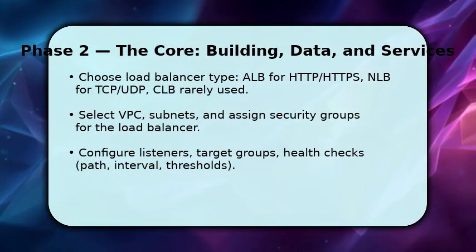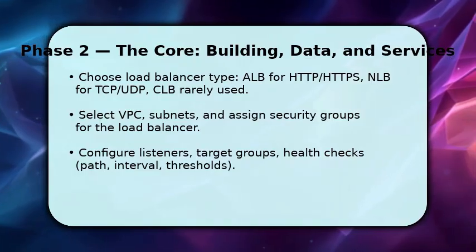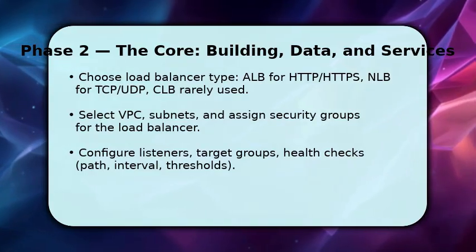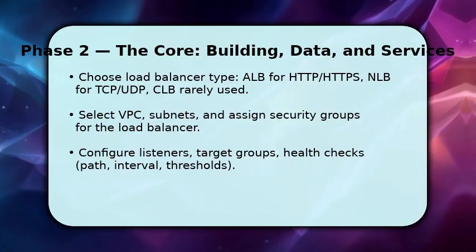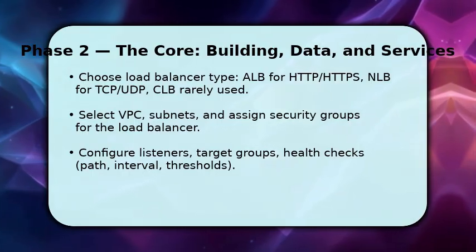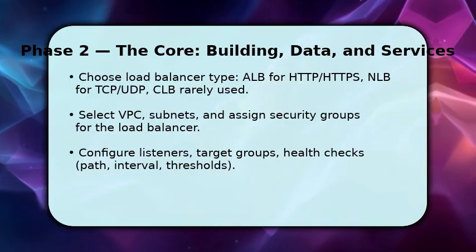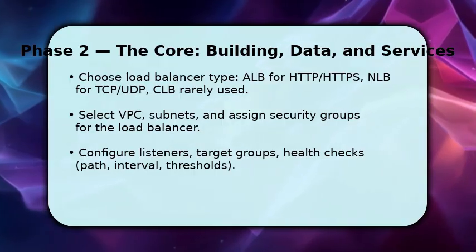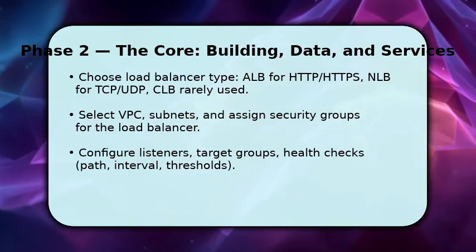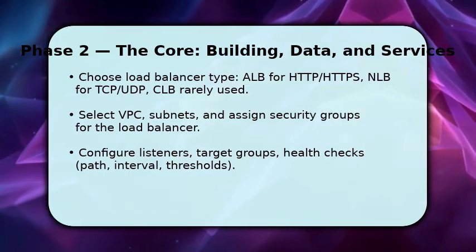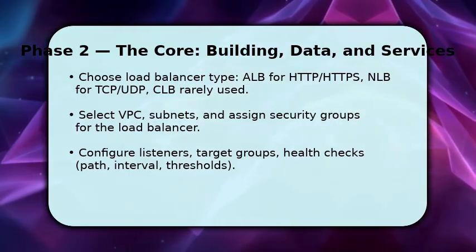Now create the load balancer in the EC2 console. Choose the type: Application Load Balancer for HTTP/HTTPS, Network Load Balancer for TCP, because each handles traffic differently and has unique features. Select the VPC and at least 2 subnets, then attach appropriate security groups. Create target groups and register your instances or IPs.